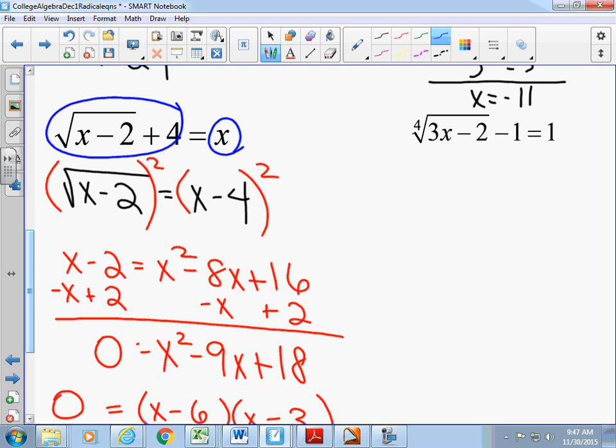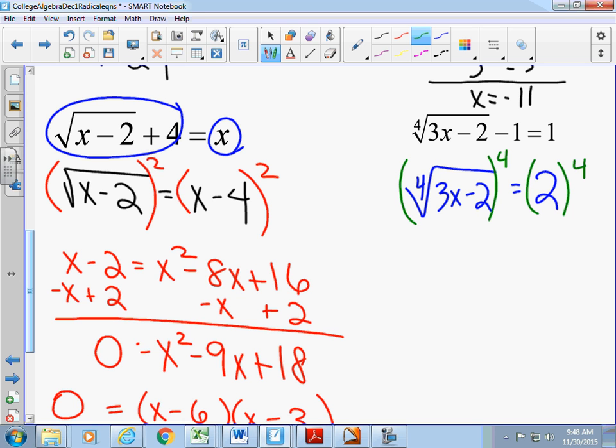Step 1, what do I do first? The 1 over. And then what? Raise both sides to the 4th power. Why a 4th power? Because it's the fourth root. You have a question? Say that again.